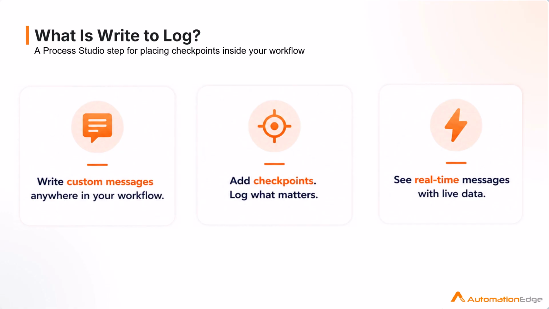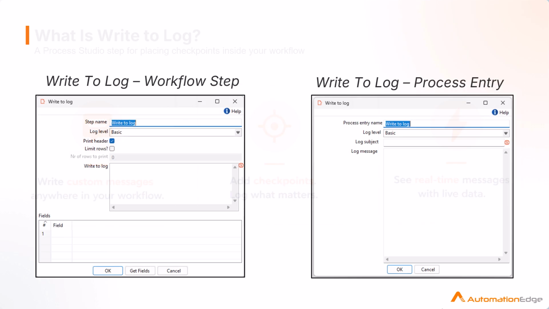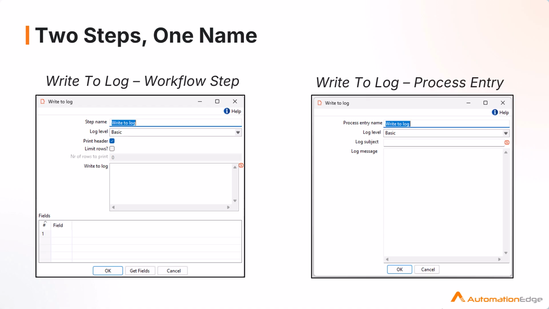Process Studio provides ready-made steps to help you write logs. Write to Log is a Process Studio step that lets you write custom messages to the Process Studio and request logs at any point during your workflow's execution. Think of it as placing checkpoints inside your workflow. At each one, you decide what gets recorded. A variable value, which path was taken, what just happened. These messages appear in real time as the workflow runs, so you see exactly what's happening in sequence with live data values. Let me walk you through every field in the Write to Log configuration panel, the workflow step version.